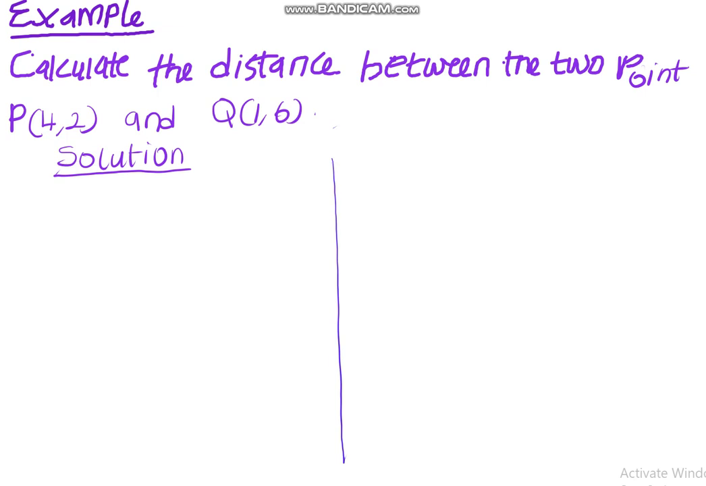So in this question, we are asked to calculate the distance between 2 points P and Q, of which the coordinates of P is given. This coordinate of P is 4,2, and the coordinate of Q is also given. And as we can see from the coordinates, they have two entries, the first entry and second entry.